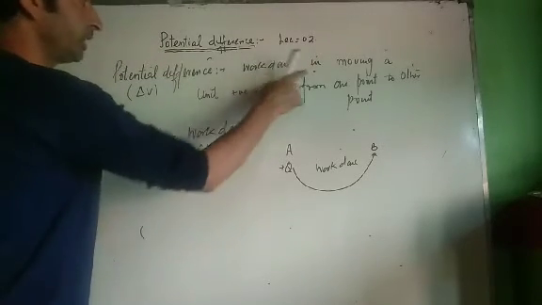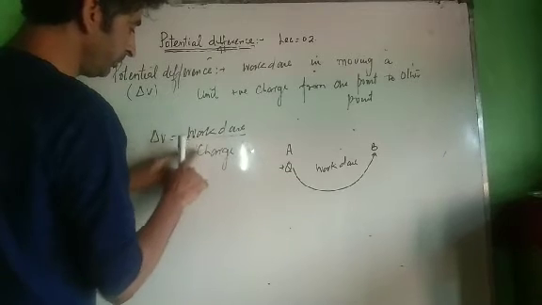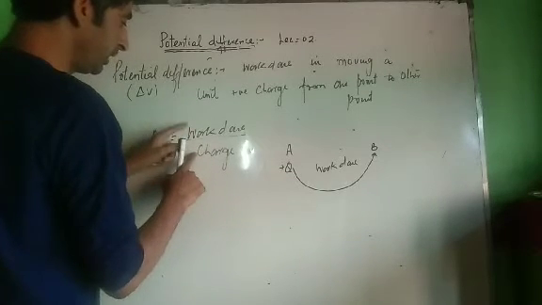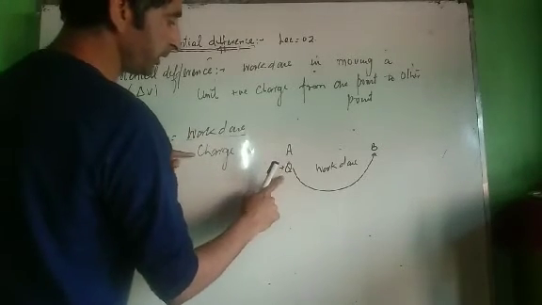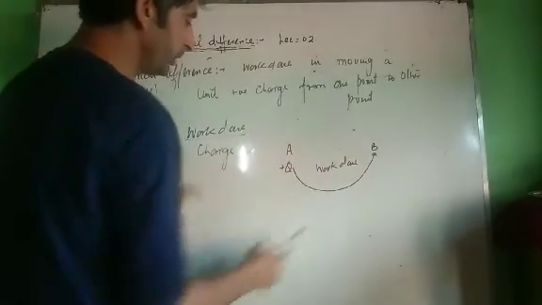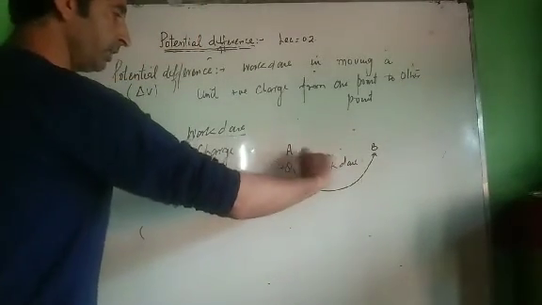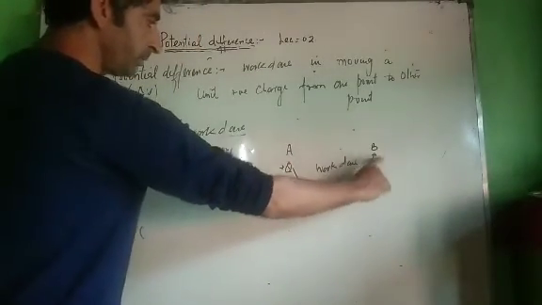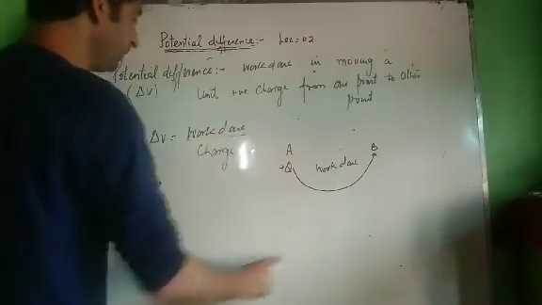That is work done in moving a unit charge. Work done per unit charge is the work done in moving a unit charge from one point to another point. How much work is required to move this charge from this point to this point? That will be called potential difference.